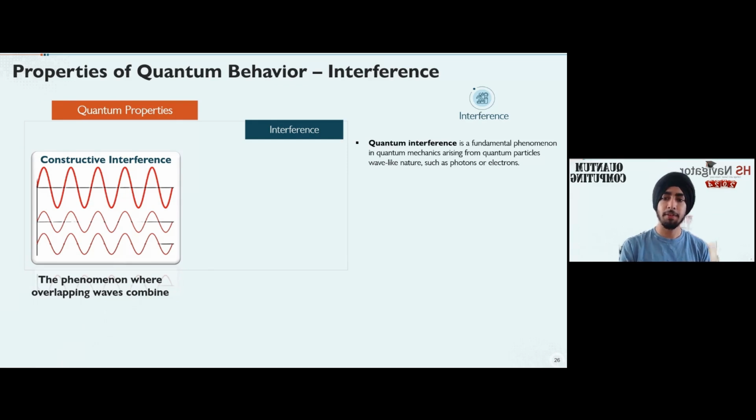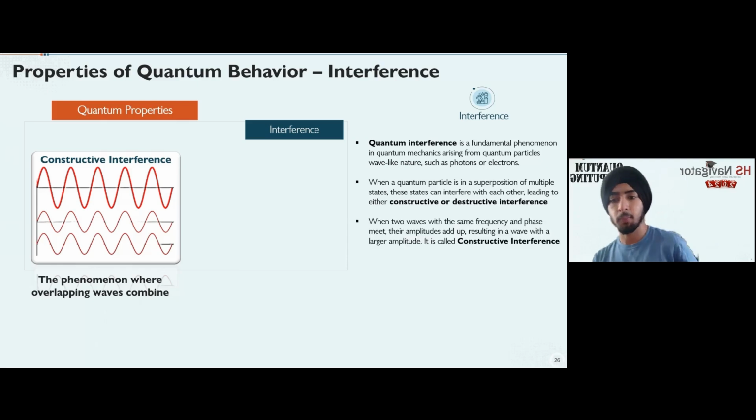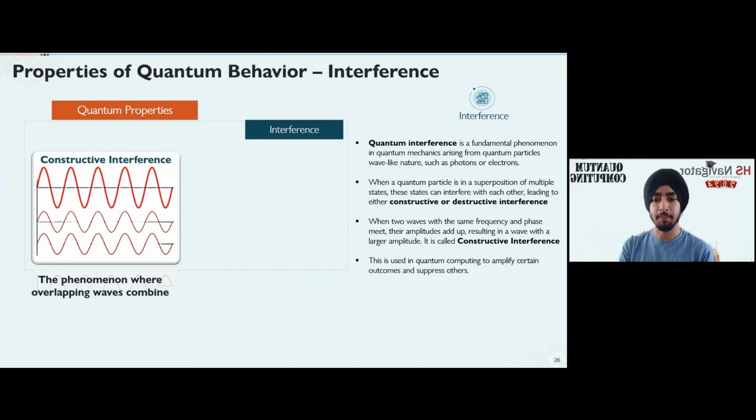So interference is a fundamental phenomenon in quantum mechanics, and it comes from the wave-like nature. It might be tough to think about, but some particles like photons and electrons act as waves. Think about waves in the ocean if you want to think about it like that. When a quantum particle is in a superposition, we mean that it's in multiple states at once. These states can interfere with each other, leading to either constructive or destructive interference.